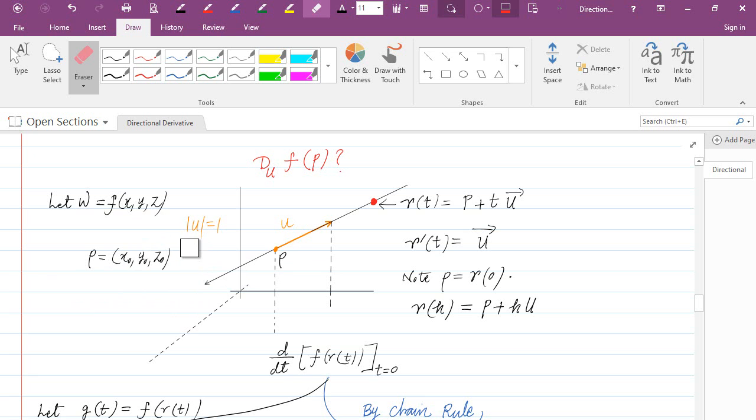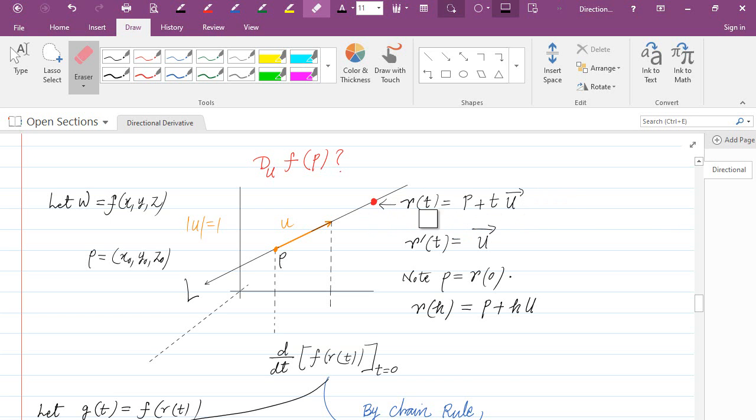Let's let u be a fixed unit vector, and let's let L be the straight line passing through P parallel to the vector u. An arbitrary point on the line L will be equal to P plus a scalar multiple of u. So here t is a scalar. So let r of t be P plus tu. So r of t is an arbitrary point on the line.